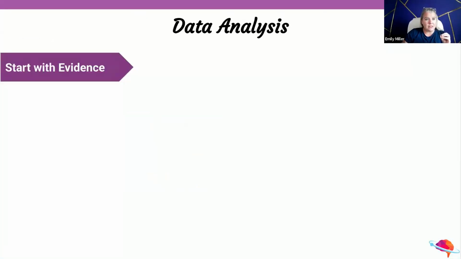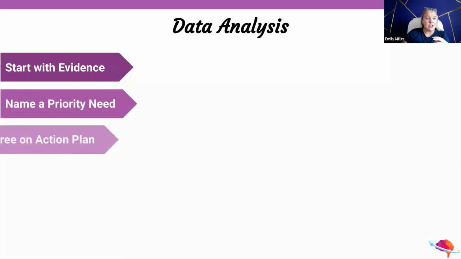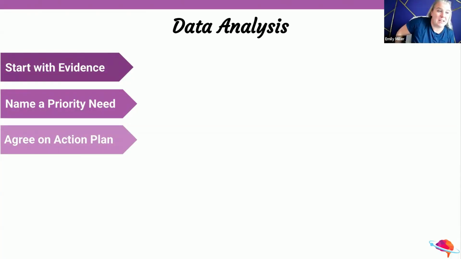Within this district, they have a really strict data chat protocol. You need to start with evidence, and then from there, you need to name a priority need, and then you need to agree on an action plan. And having been in lots of PLC data chats, sometimes you just get really into starting with the evidence part. There's so much data to look at, and you spend so much time with that. But having this really clear structure ensures that that conversation has momentum and actually leads to those next steps.